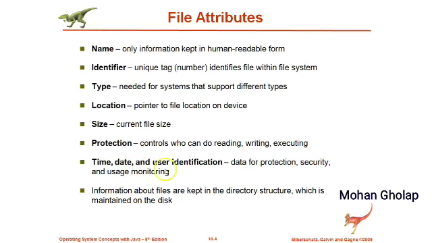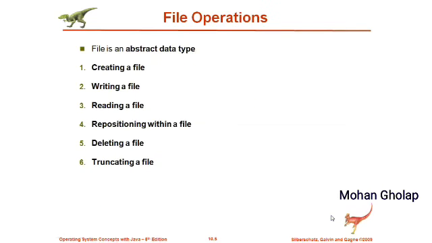So next one is time, date, and user identification. So this is for data protection, security, and usage monitoring. Means at what time the particular file is created, or at what time the particular file is accessed or modified by which user, and so on. So information about the files are kept in the directory structure which is maintained on the disk. So this is about the file attributes.